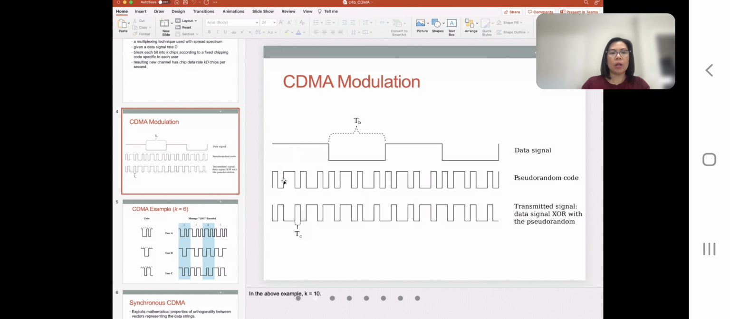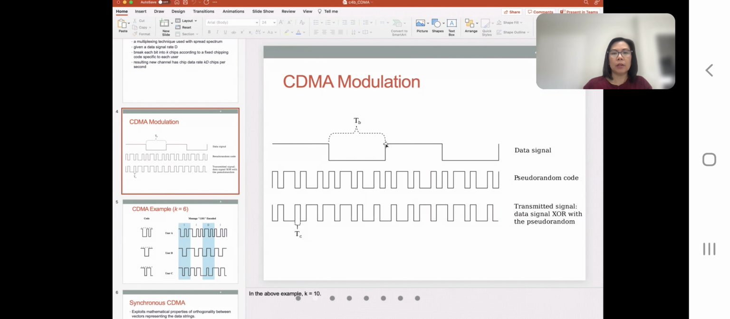If we take the XOR, let's say this is 1, 1, so we get 0 here. This is 1, 0, so we get 1 here. 1, 1, we have 0, 1, 1, 0, and so on. So we take the XOR of this, and we get this sequence of bits. And this is the sequence of bits that we would transmit over the medium.